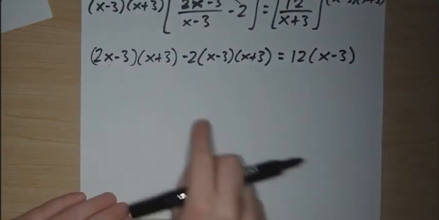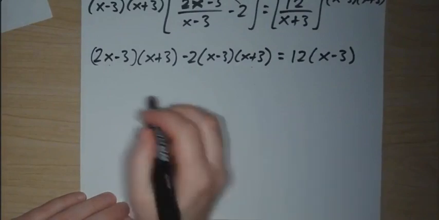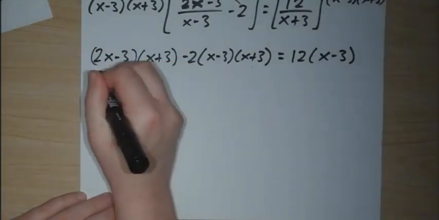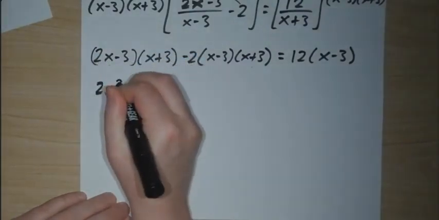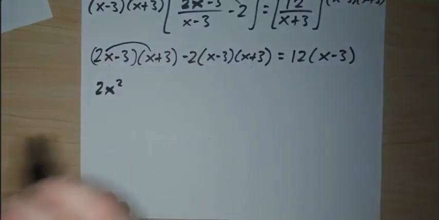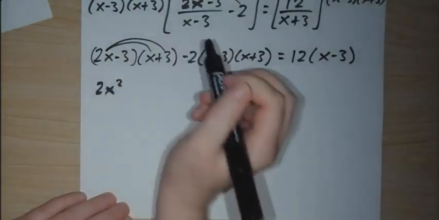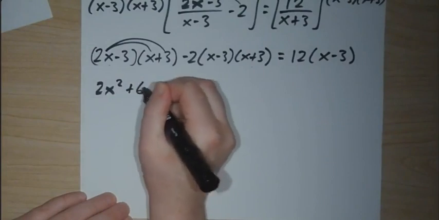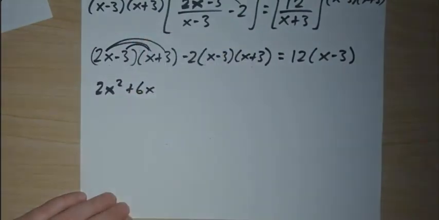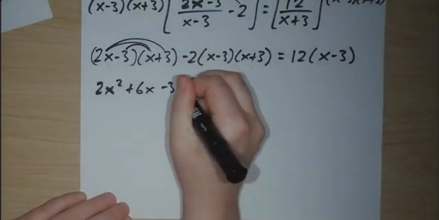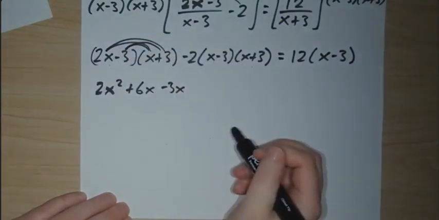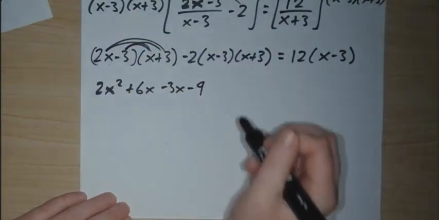So now moving on, we need to continue our distribution and multiplication. For this term, we have 2x squared, multiplying 2x by x. We have 2x times positive 3, so that's plus 6x. We have this negative 3 times x, which is negative 3x. And then finally, the 3's multiply together, so it's negative 9.